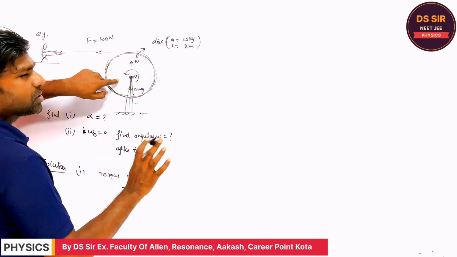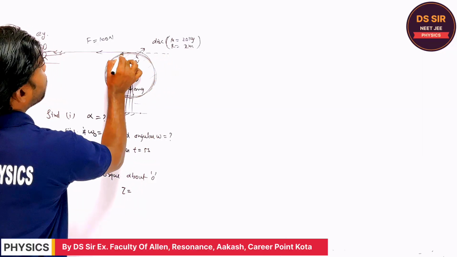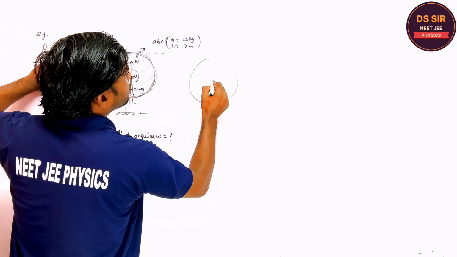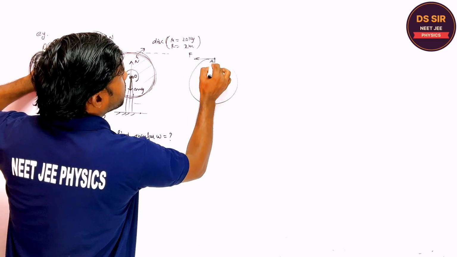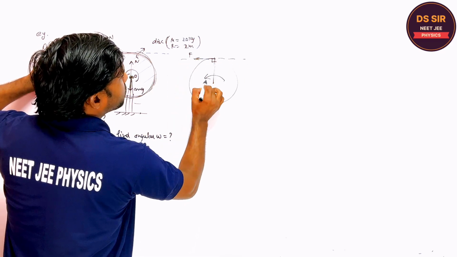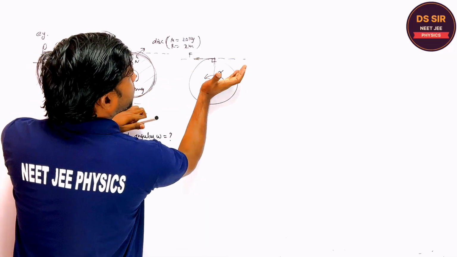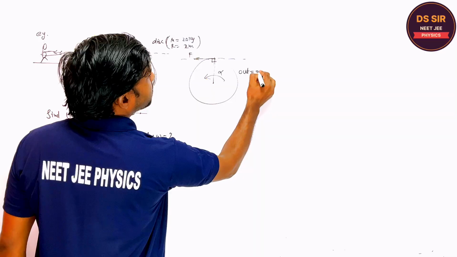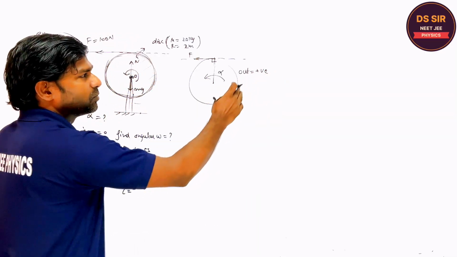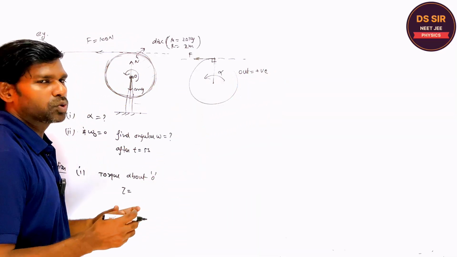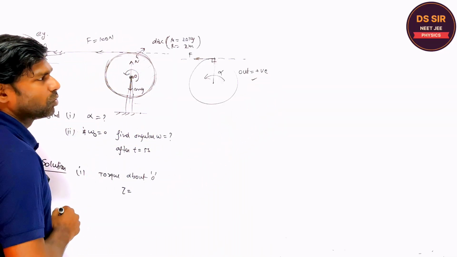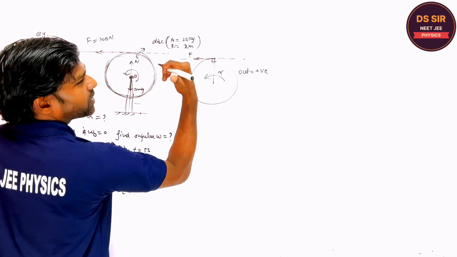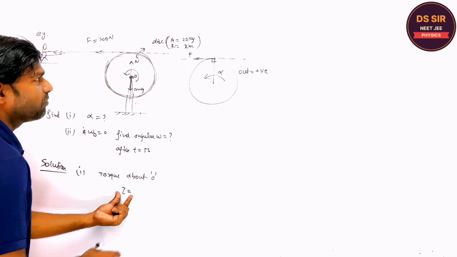The mg and normal reaction torque is 0, as their line of action passes through the axis. So what is the torque? Yes, Varsha, this is the force and this is the perpendicular distance. What is the torque direction? Out of the board. Out of the board, you will take the positive sign. Why am I writing positive and negative? When a complex question comes, you will come to know the use of taking out as the positive sign.